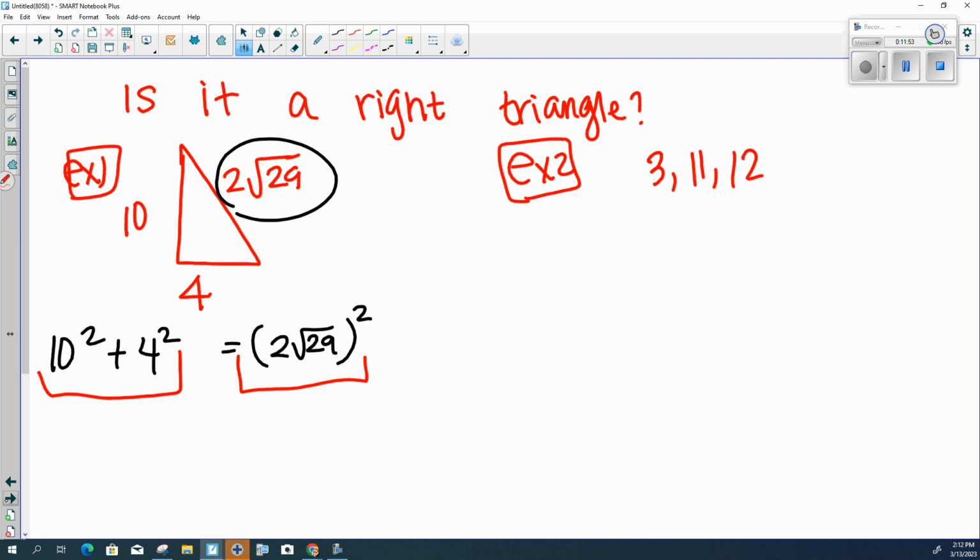So it's not prime. Okay, Jeremy, what did you get when you did 10 squared plus 4 squared? 116. What did you get when you did 2 times the square root of 29 squared? Jeremy, did you do that one also? So is this a right triangle? Yes, they are. Yeah.